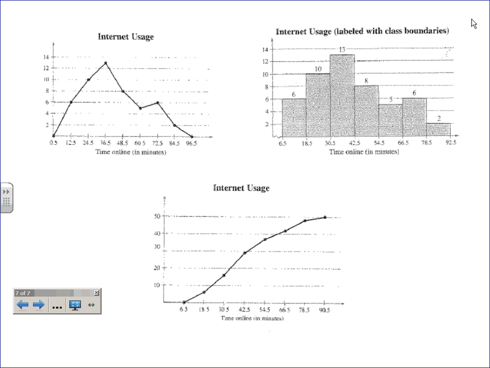The bottom one is apparently an ogive. Do you agree? Does that show, because an ogive is supposed to show what? Cumulative frequency. Is that what it shows? Yeah, because it goes up to 50 and it keeps going up. I agree with that. That's the ogive. Anybody else? I think they know one.